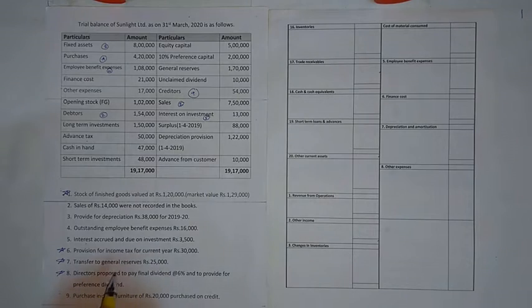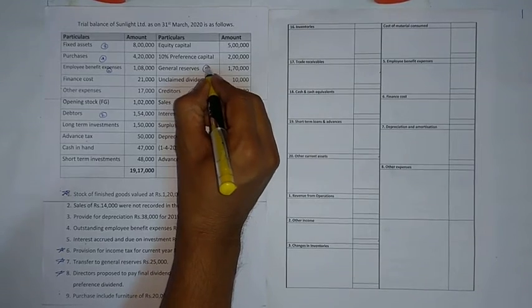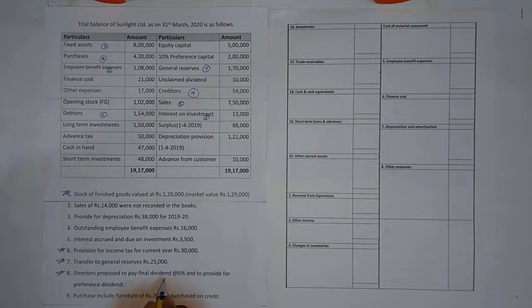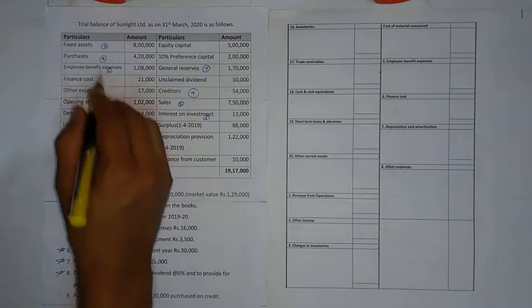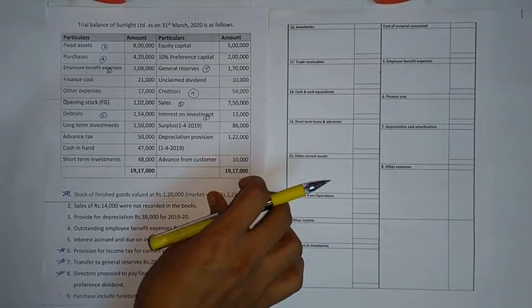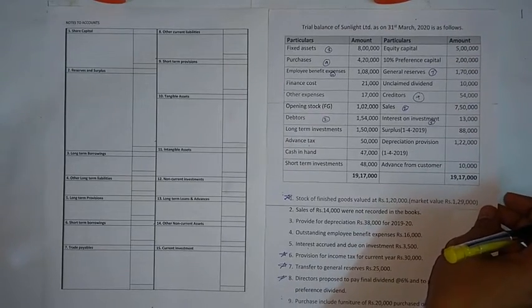And general reserves, provision for tax is independent. Transfer to reserves is related to this particular item, and one effect will be in profit and loss. Proposed dividend is totally independent, and other adjustments are marked here with particular number. So in this question we will start with trial balance instead of adjustments. So we will start from debit side.